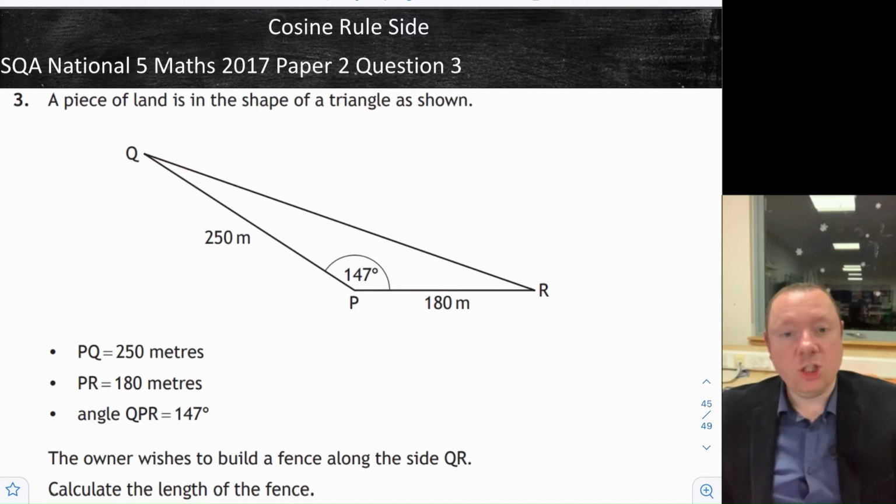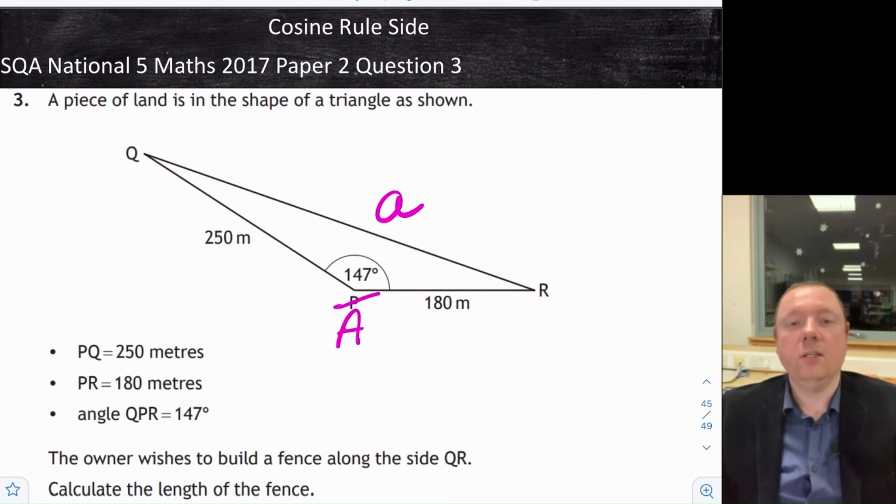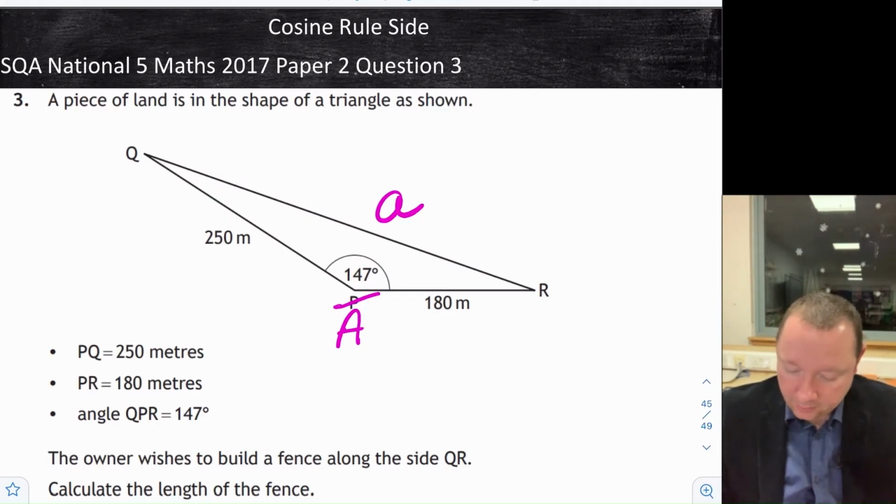So once again, just checking, as long as I've got the angle and the sides either side of the angle, I can use the cosine rule to find the opposite side. So I'm going to label this side my A. We could even call that angle A if you want, just for the sake of it. And then that would be my side B and that would be my side C. Doesn't really matter which is which.